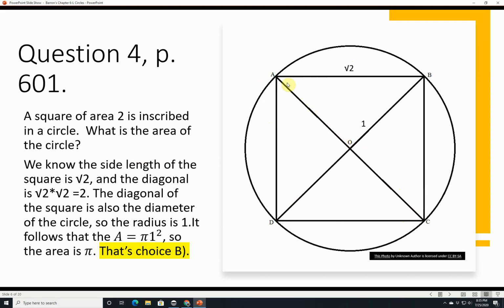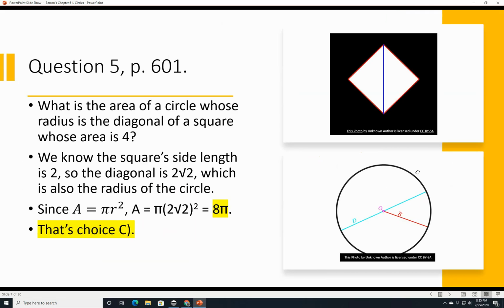So since the diagonal of the square is also a diameter of the circle, as we can see here, that means the radius is 1. It follows that the area is pi times 1 squared. 1 squared, of course, is just 1, so the area is pi. That's choice B.